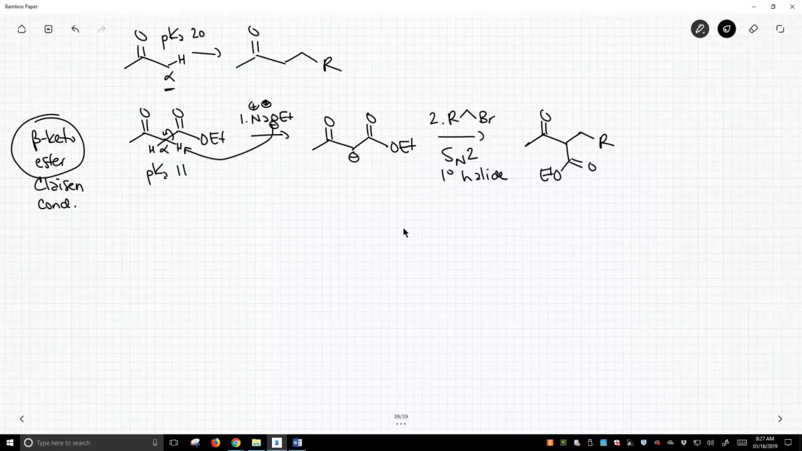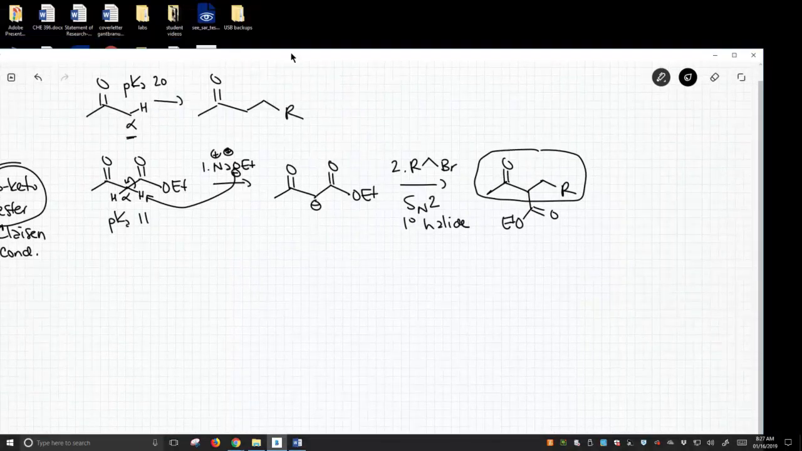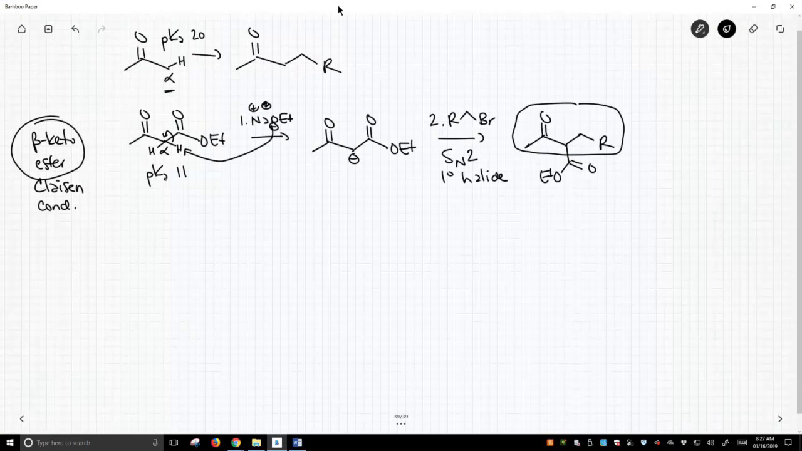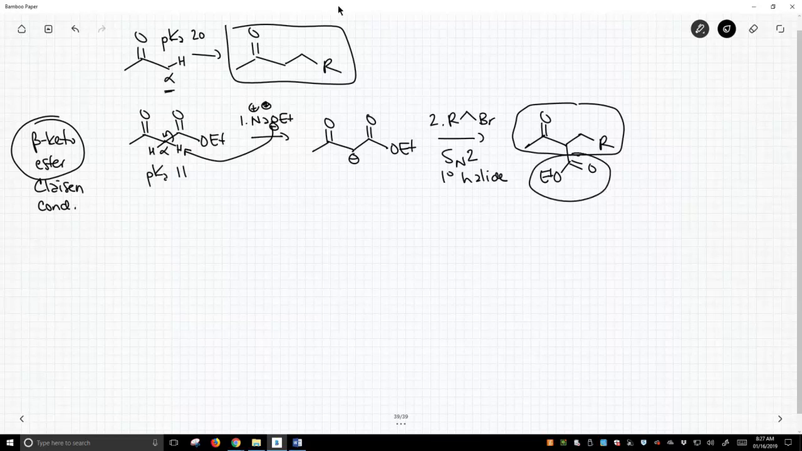Now, this clearly looks like our desired product. But we have this crazy thing on here. Our goal wasn't to make this alkylated beta-keto ester. Our goal was to make an alkylated ketone. So we have a fix for this.